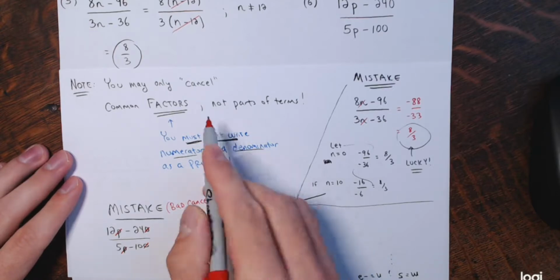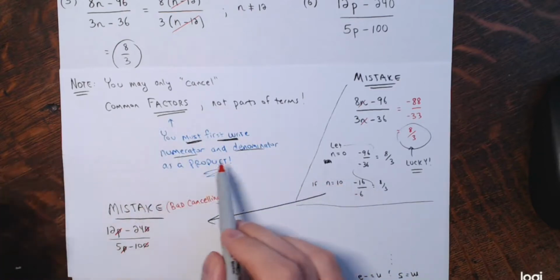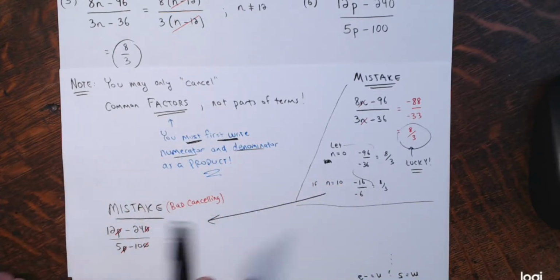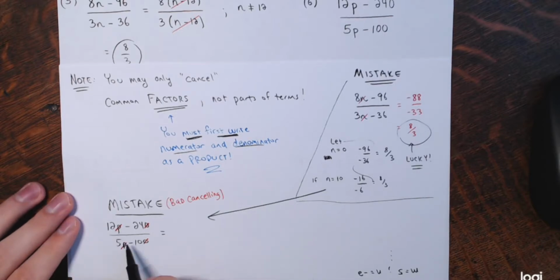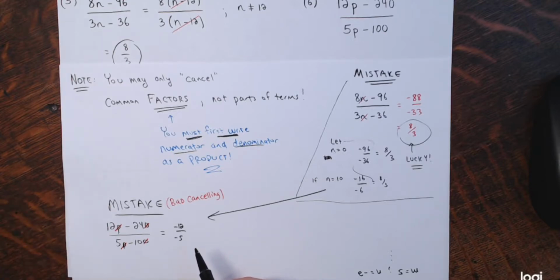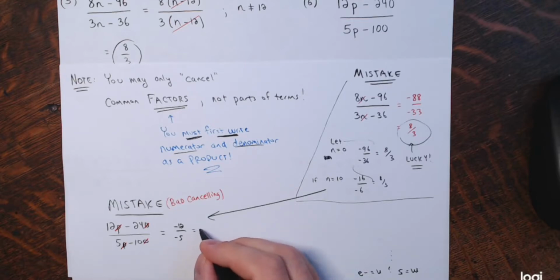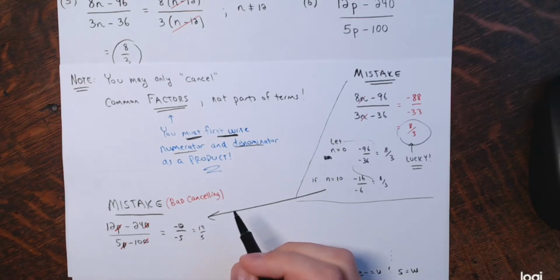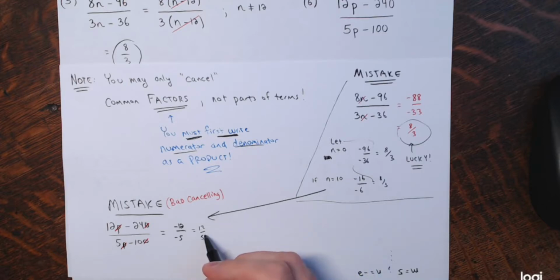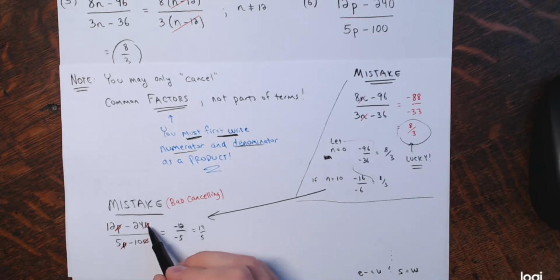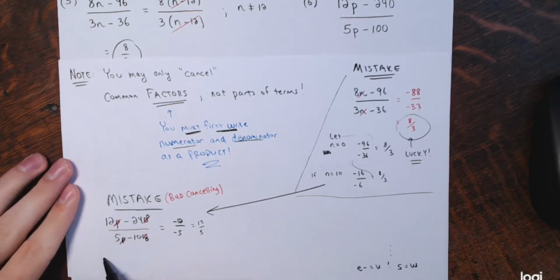You can't cancel parts of terms. You have to write numerators and denominators as products first. So people do this, they get rid of the p's, they cancel 10s, and they're like, oh, 12 minus 24, that's negative 12. 5 minus 10, that's negative 5. Oh my gosh. Ah, boy, this is not a good day. Well, that ends up being correct. Gosh darn it.